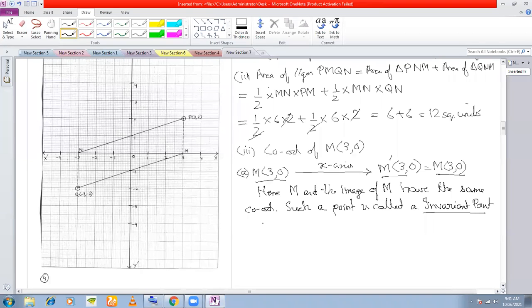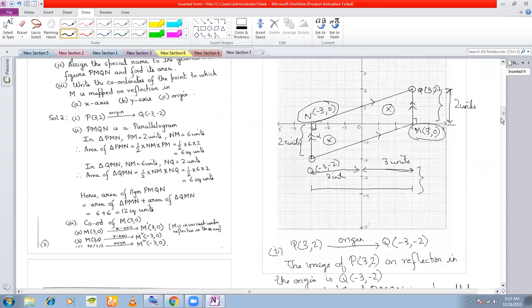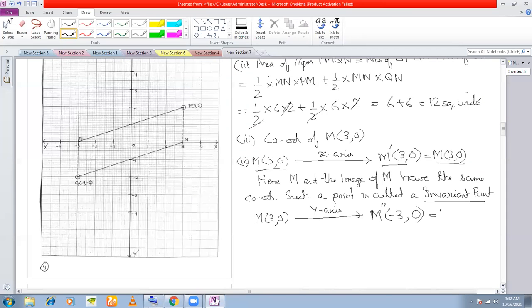Okay. Next, you need to reflect M 3, 0 in the y-axis. How do you reflect this in the y-axis? In this, the y coordinate remains unchanged. Let us call this M double dashed. The y coordinate remains unchanged, so I'll keep the y coordinate as it is, and I'll only change the sign of the x coordinate. Now you see, in the graph, -3, 0 is the point N. So you can write this as N -3, 0. So the coordinates of M when reflected in the y-axis is nothing but the point N.